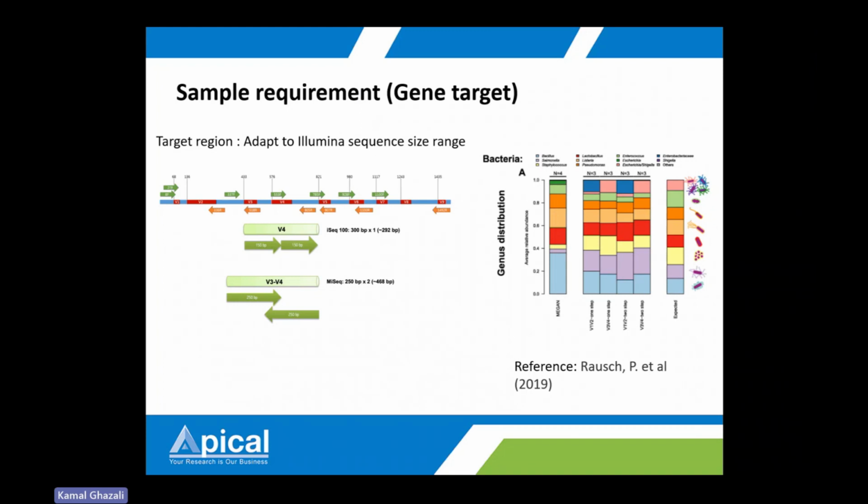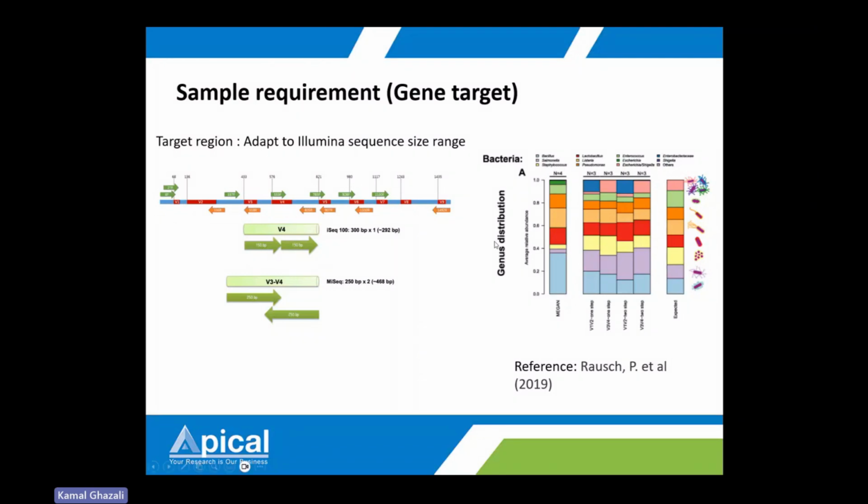But the V3-V4 is so far one of the most widely used gene targets, which has been shown by Roche et al. 2019 using a mock data set. Using V3 and V4 basically covers more or less the same as what the mock sample has shown here. Nevertheless, some microbes are better targeted using different variable regions. For example, Lactobacillus has been shown to be better targeted using V1-V2.